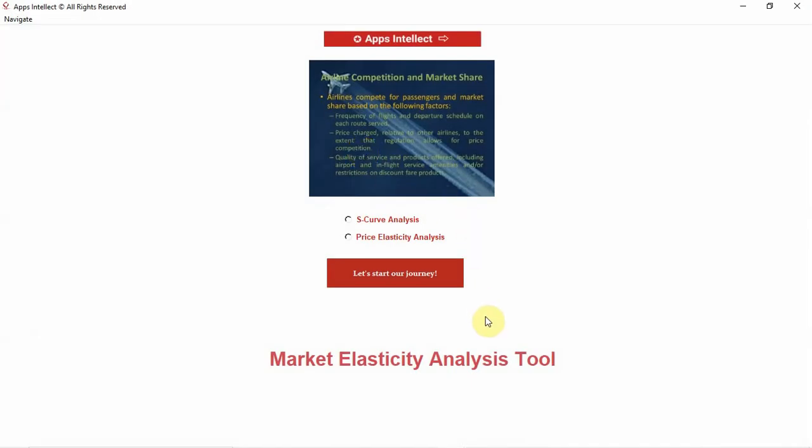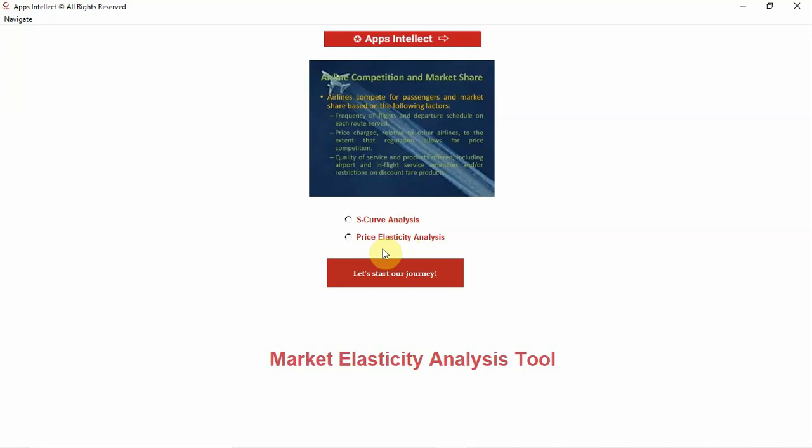So this is the tool, which consists of two applications: S-curve analysis and price elasticity analysis. S-curve analysis is the S-curve model for analyzing the market share based on the daily frequency of the flights, and comparing it across two airlines. We can compare two airlines or a number of airlines, and we'll come to know the market share of each airline for that particular route. And price elasticity analysis is the application where prices, that is fares, determine what sort of demand would be generated.